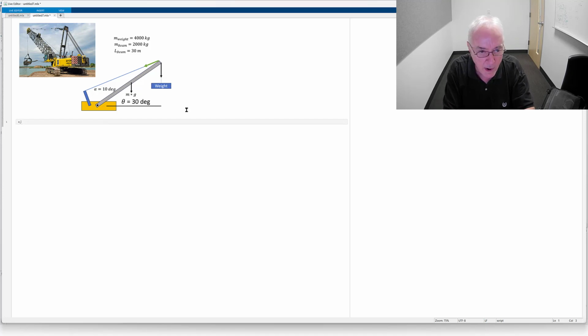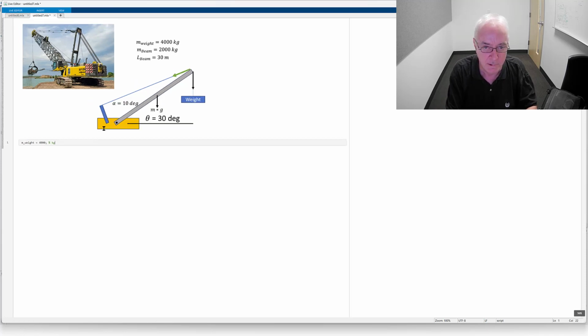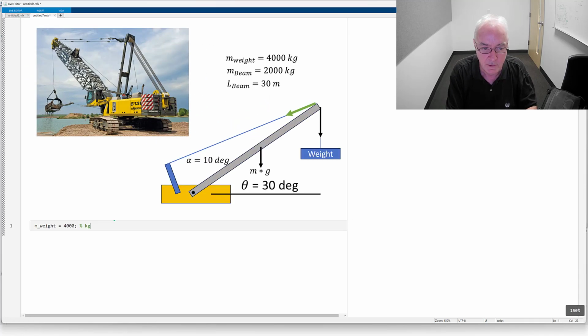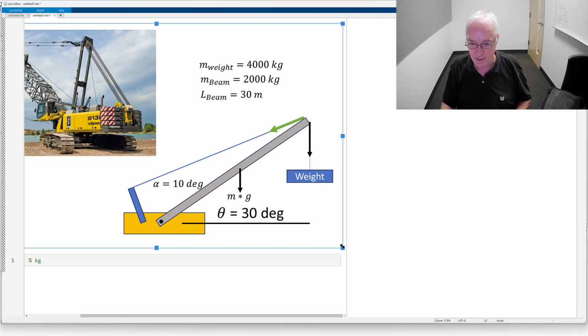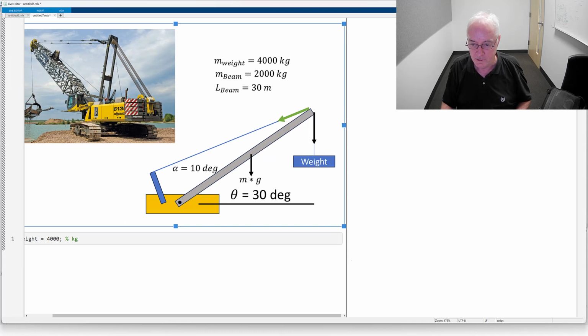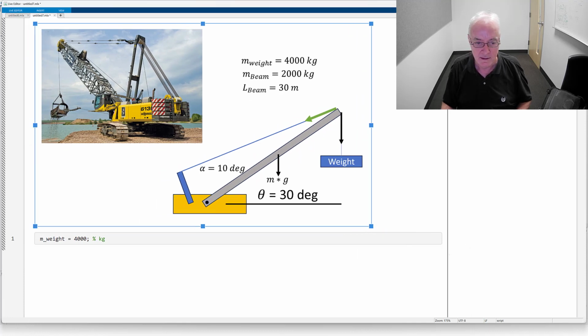So let's start typing in some of this. M weight equals 4,000, and we'll put in the units as a comment of kg. Now, one of the other great shortcuts I learned is the zoom in, to make this bigger. I'm going to zoom this a few times so we can really see this much clearer. And let's move that like that. I think that'll work for us pretty well, right?